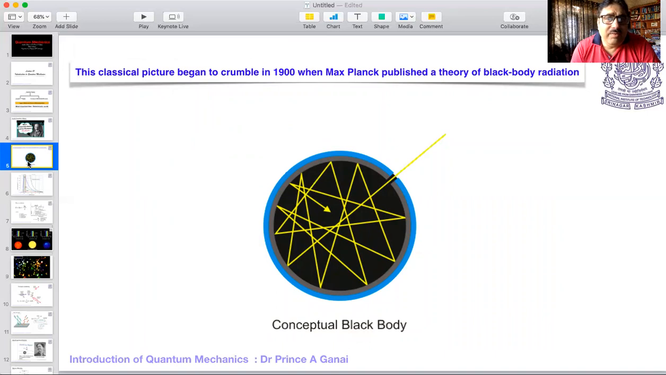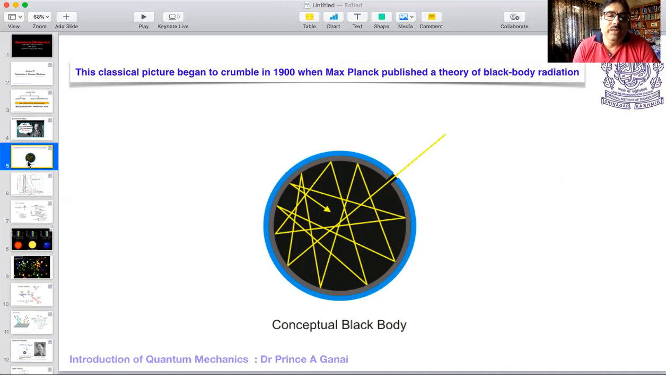See, whenever light is allowed to fall on an object, a part of the light gets absorbed, a part can get reflected back, and a part gets transmitted. This is how most materials behave. But one of the fundamental questions in physics was: is there a body which, if light is allowed to fall on it, completely absorbs it? Can we construct, at least conceptually, such a body? A body which completely absorbs the radiation falling on it is theoretically called a black body.